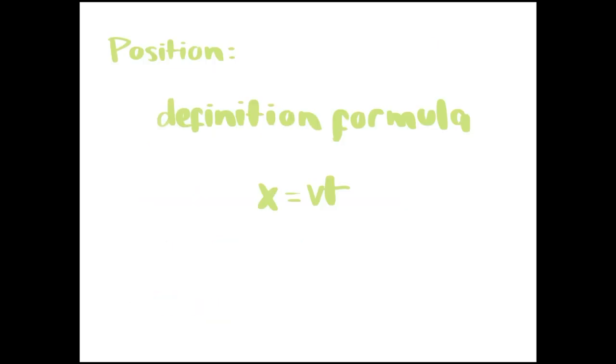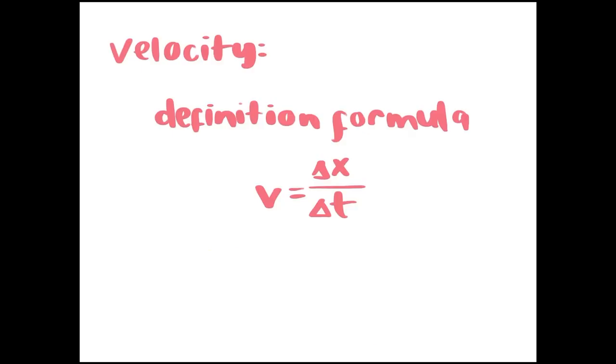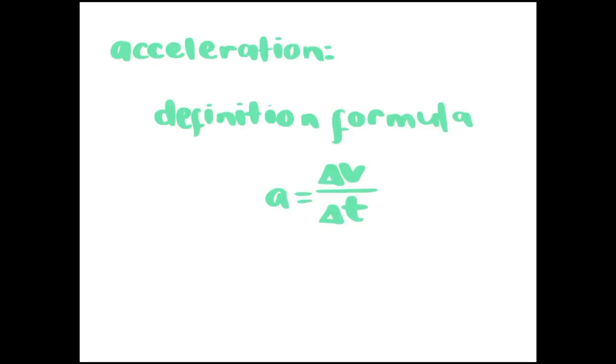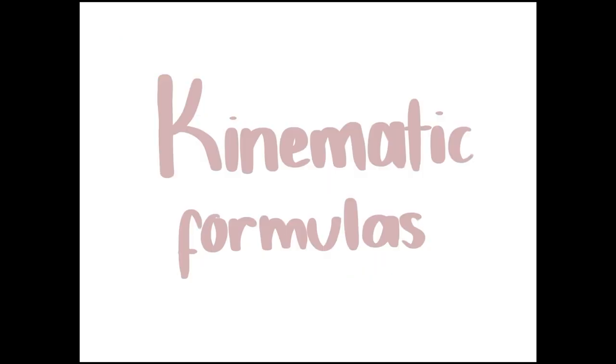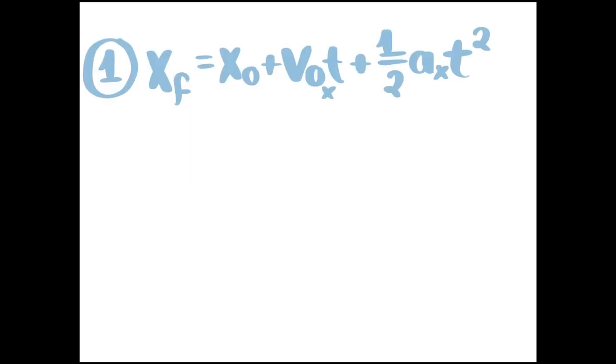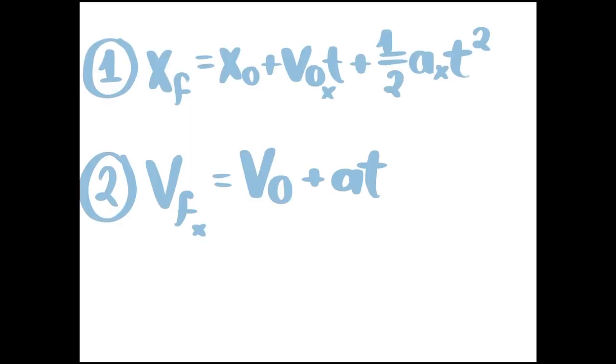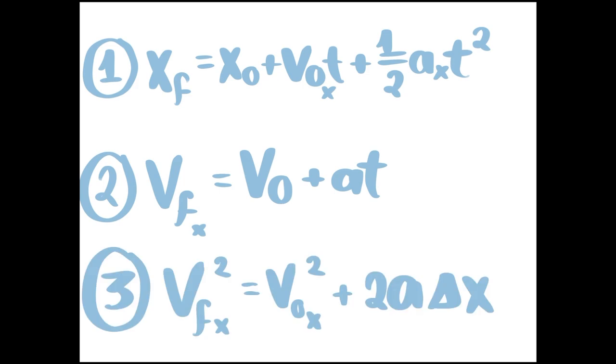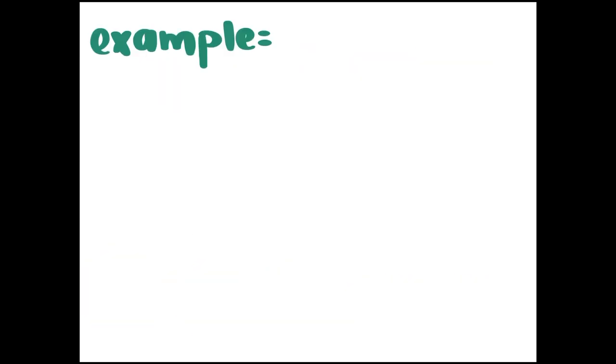The definition formula for position is velocity times time in units of meters. The definition formula for velocity is change in position over change in time in units of meters per second. And the definition formula for acceleration is the change in velocity over the change in time in meters per second squared. If we apply some calculus to these definition formulas, rearranging and deriving them, we get what we call the kinematic equations, which are useful when we're given a bunch of data in a problem.